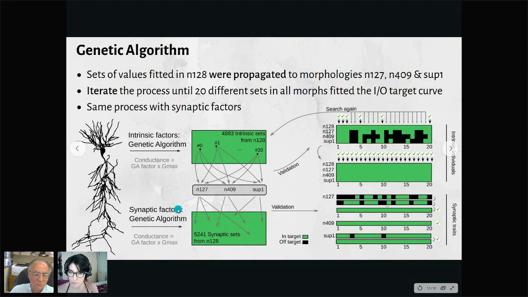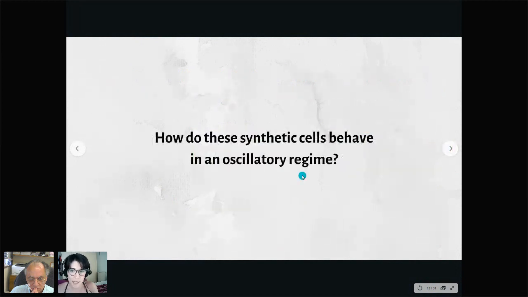We performed this same process with synaptic factors, although here it was very difficult to accomplish that all synaptic sets fitted the synaptic input-output curve in all the morphologies. So we were a bit more flexible. But now let's go to the fun part. How do these synthetic cells behave in an oscillatory regime?